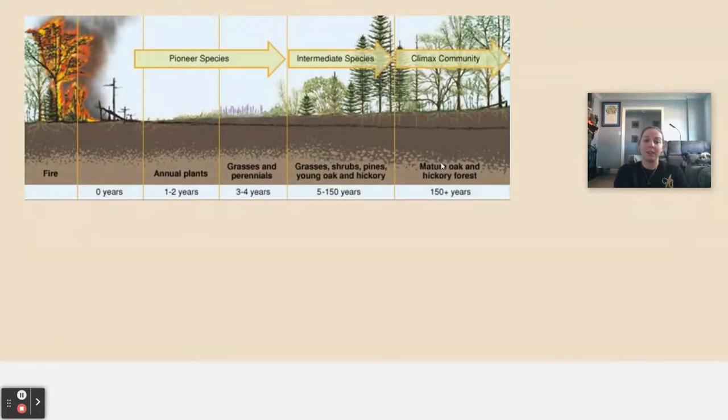And then we've got our secondary succession here, where you can see we still have soil left. We don't have to create that soil. So we're still going to have pioneer species, but this time, instead of it having to be lichens, we'll see our annual plants, our grasses and perennials, and then from there, it's essentially the same as primary. Okay, we've got our intermediate and our climax. This just doesn't take as long as primary because the soil is already established.